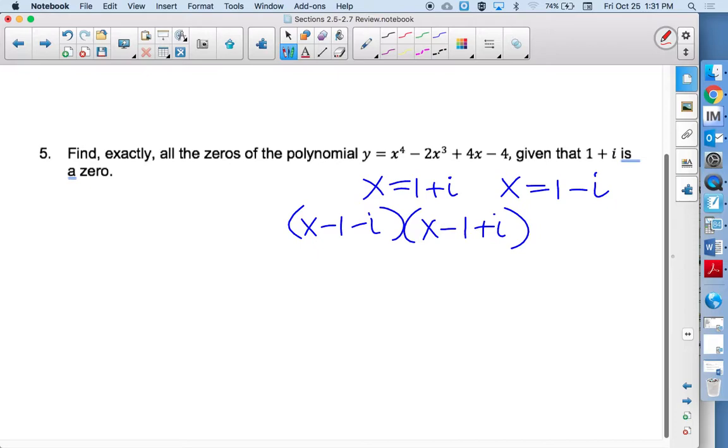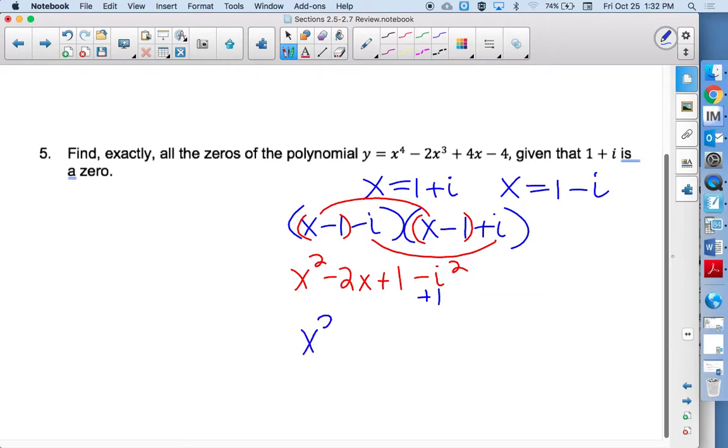Yeah, so this is such a good problem because it goes through a lot of the concepts that we talked about throughout the whole chapter. So we are going to FOIL them together. Again, grouping them just like we did before. So that x minus 1, the real part, we're going to multiply. So that's x squared minus 2x plus 1. The imaginary part, we're also going to multiply. So I have negative i squared. And then remember, this negative i squared is really a plus 1. So x squared minus 2x and then plus 2. So that's the equation that you have from these zeros.